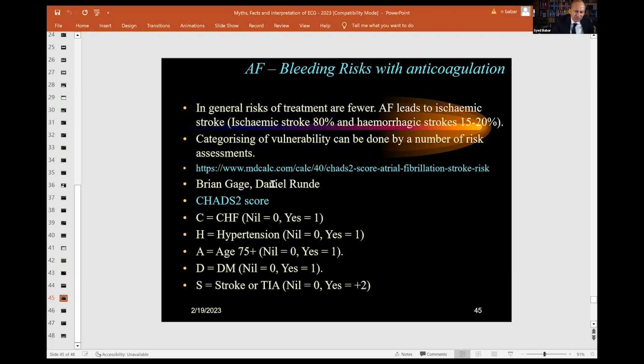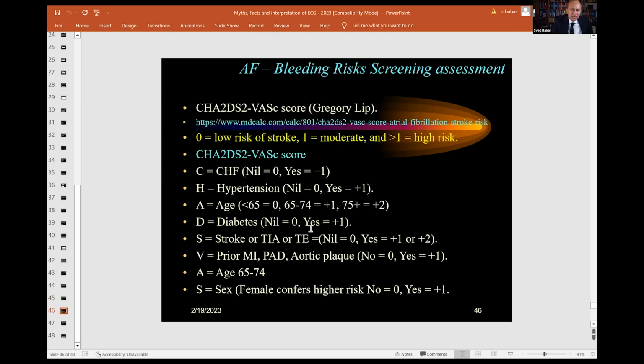So the CHADS-2 score relates to congestive heart failure, hypertension, age more than 75, diabetes, and stroke or TIA. The score is increased by 2 if there's a past history of stroke or TIA. This is the CHADS-2 score. Then there is the CHA2DS2-VASc score. So 0 is low risk of stroke, 1 is moderate risk, and more than 1 is high risk.